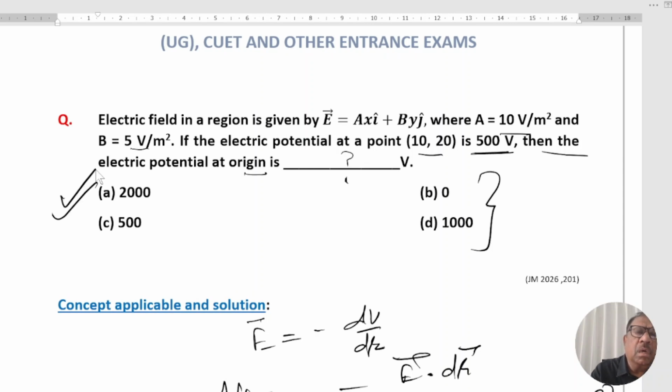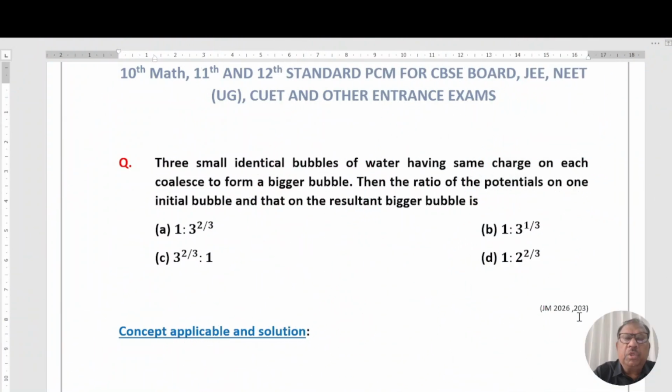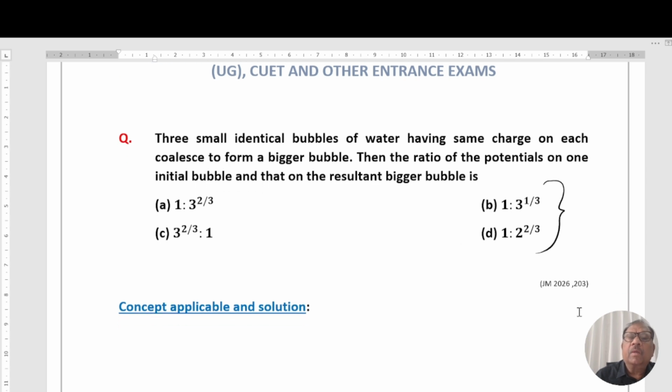A is the correct option, right? Next question is, three small identical bubbles of water having same charge on each collapse to form a bigger bubble. Then the ratio of the potential of one of the initial bubbles and that on the resultant bubble is. Four options are given, one of the options is correct.